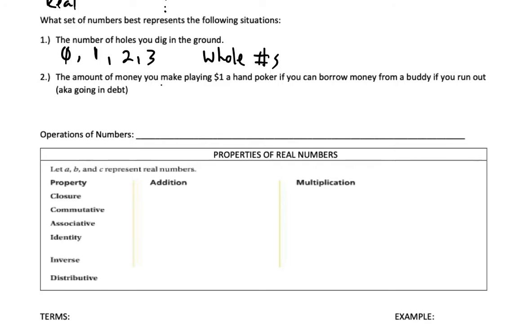What about the amount of money if you're playing $1 games of poker, and you can borrow money from a buddy if you run out, so you can go into debt? So how much money could you have? Well, you could have negative $70. Right? You owe your friend $70. You could have no money. You didn't make or lose anything. You could have $100. But if we're playing $1 hands of poker, can we have half a dollar? Can we have 50 cents? No. Meaning that we have negatives, we have 0, we have positive numbers, but we don't have any decimals or fractions. That would make this the integers.